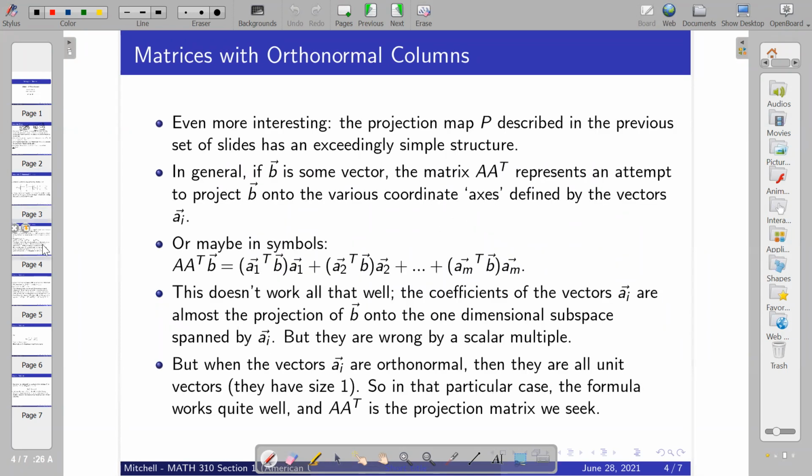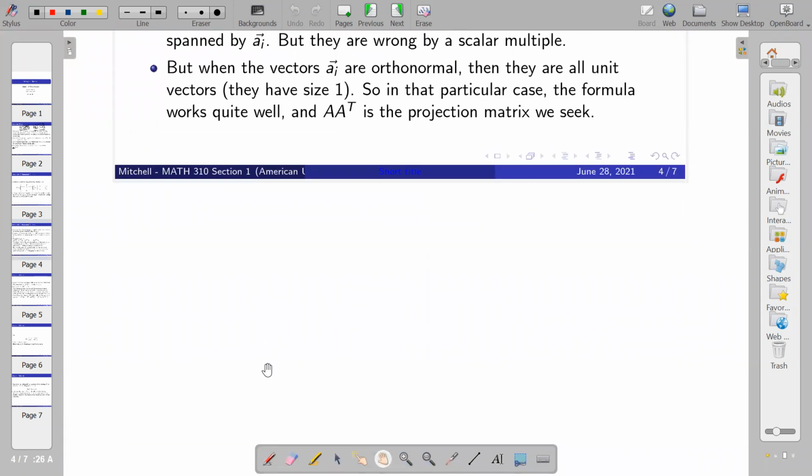Even more interesting, the projection map in the previous set of slides has an exceedingly simple structure. So I want to talk about that for just a second, and talk about what that structure actually is. So the projection map that you're talking about comes from the normal equation. So the projection vector P of a vector B looks like this.